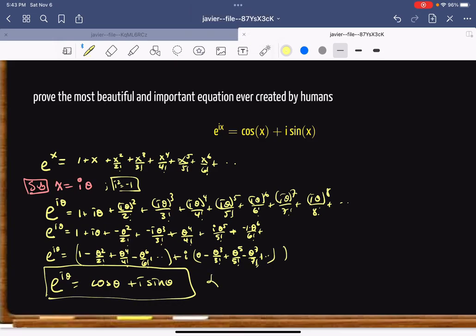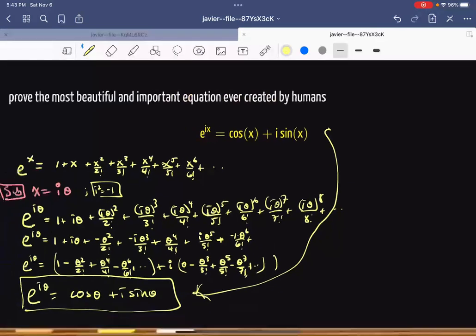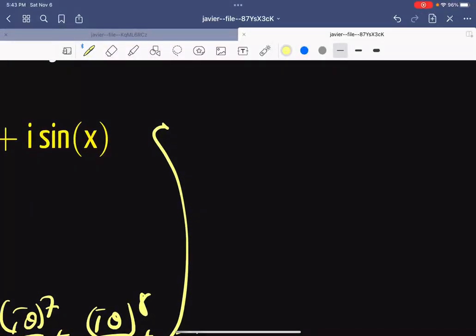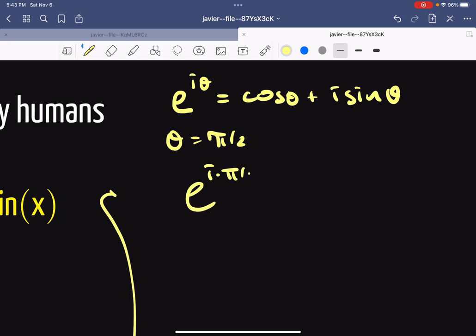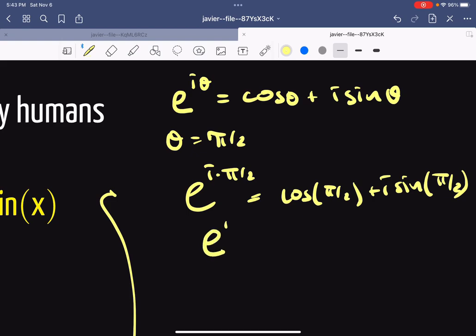Just so you know a little bit about how to use it, you should have already learned a tiny bit in class like trig. But just so that we're all on the same page, if somebody says e to the i theta is equal to cosine theta plus i sine theta, what does that mean? It means that, for example, if theta is equal to pi over 2, e to the i times pi over 2 is equal to cosine pi over 2 plus i sine pi over 2. In other words, e to the i pi over 2 is equal to 0 plus i times 1. In other words, it's just equal to i. Whoa.